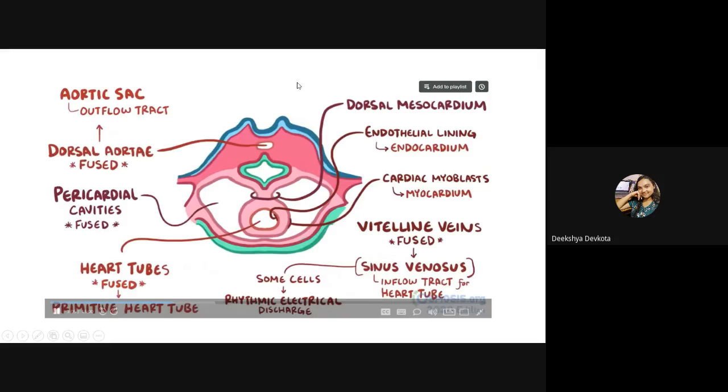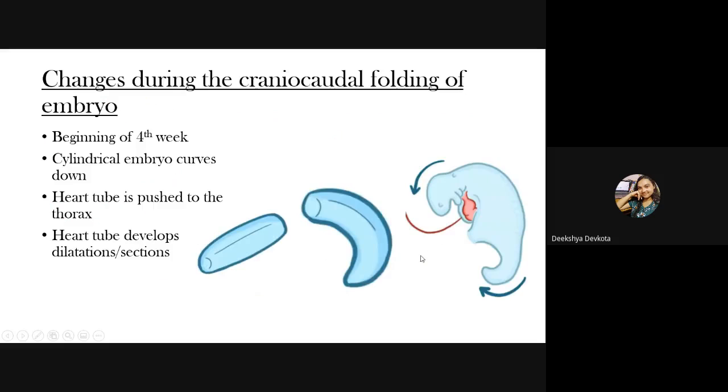And other things that happen are, the two pericardial cavities also fuse to form a single pericardial cavity. The two dorsal aorta fuse to form a single aortic sac, and the two vitelline veins fuse to form a single sinus venosus. And now let's talk about the craniocaudal folding. In the lateral folding, our flat embryo has become cylindrical. Now our cylindrical embryo will become curved down.